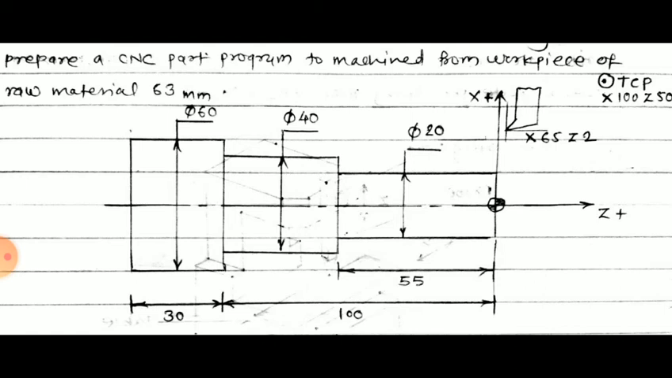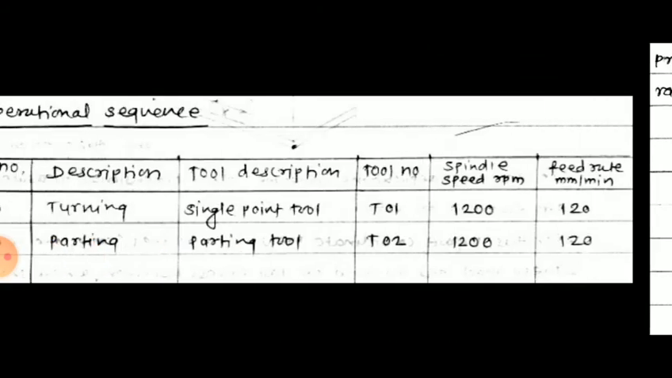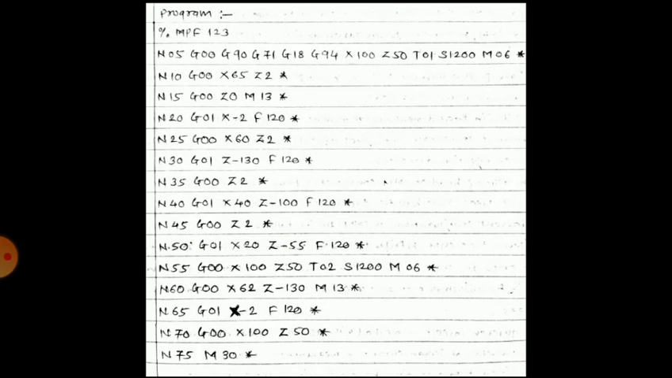Then after making diameter 60, you have to make the diameter 40 for that particular portion, and the last one, that is diameter 20 for 55 mm length. According to that, you have to make the program. Then the next block is N35 G00 Z2.